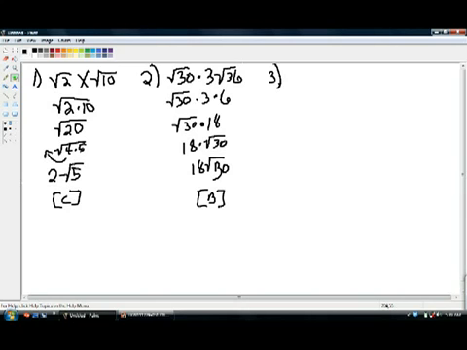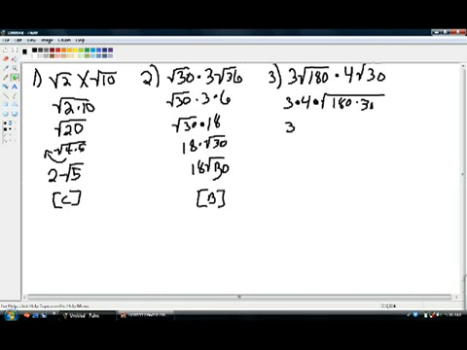Number 3 says 3 square roots of 180 times 4 square roots of 30. Now this one starts looking a little complicated, but it's not so bad. I'm just going to rearrange things. On the outside I have a 3 and a 4, so let's put those together. 3 times 4 times, and then let's combine my square roots. I got 180 times 30.